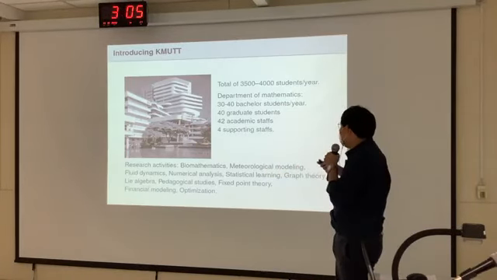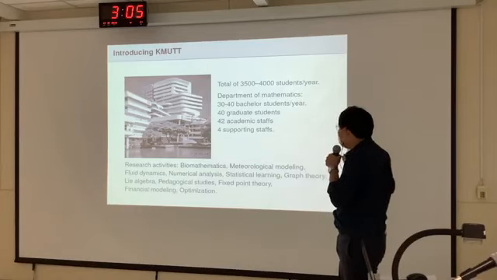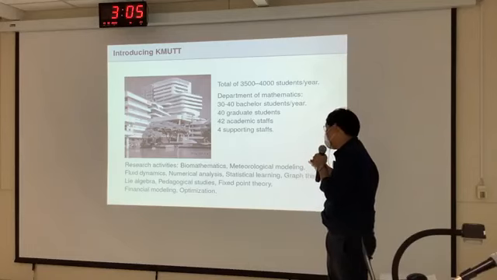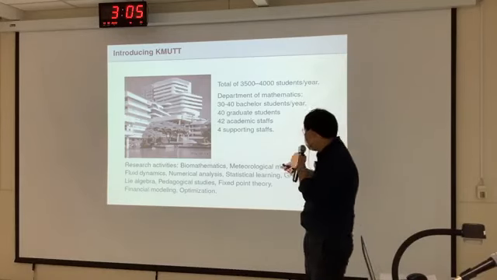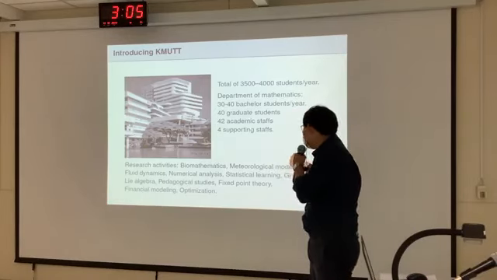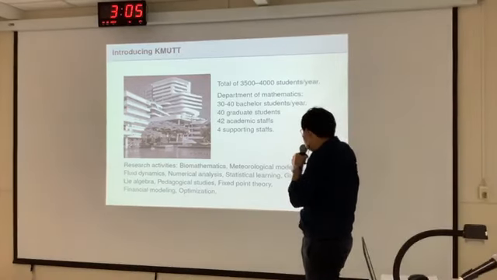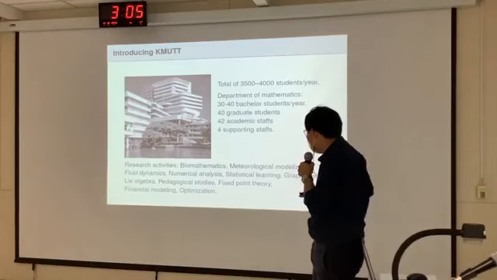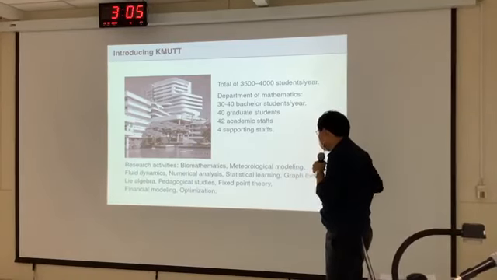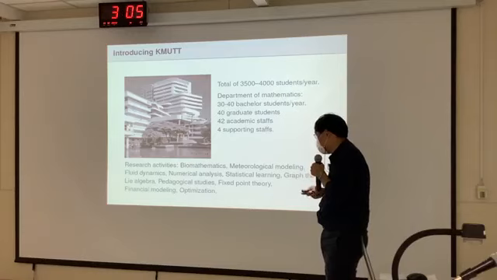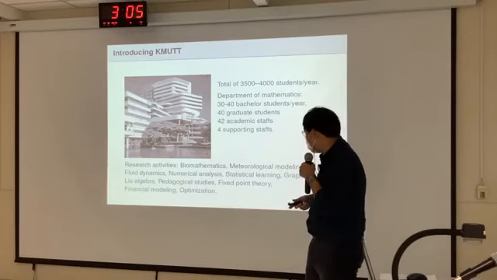Let me give you a very short introduction about KMUTT. In the department of math, we have around 30 to 40 bachelor's students each year and around 40 graduate students in total. We have 43 academic staff and four supporting staff. We have broad disciplines in applied math, and some pure math as well, such as graph theory and algebra, but many of us are working on applied math.